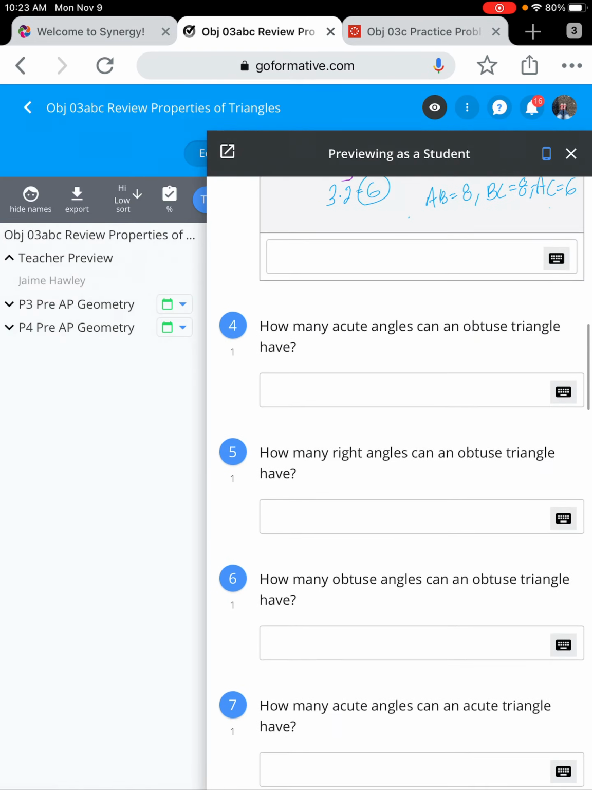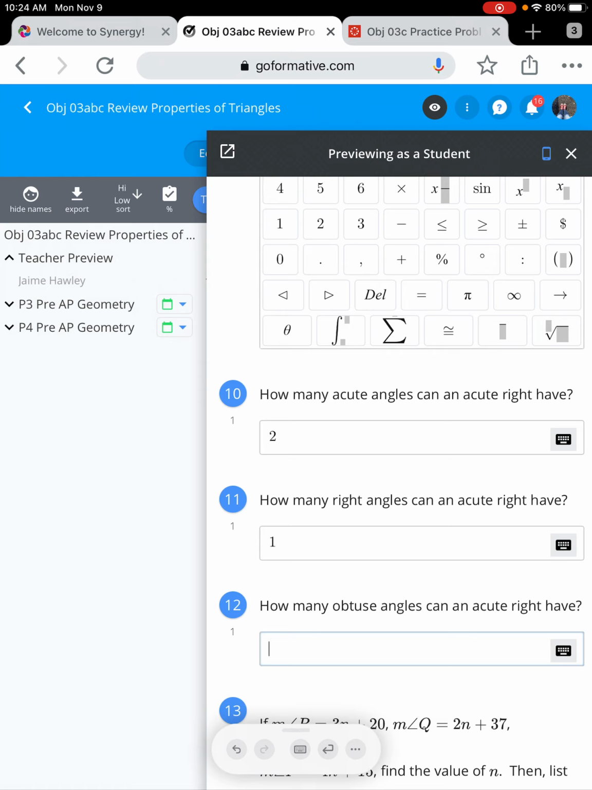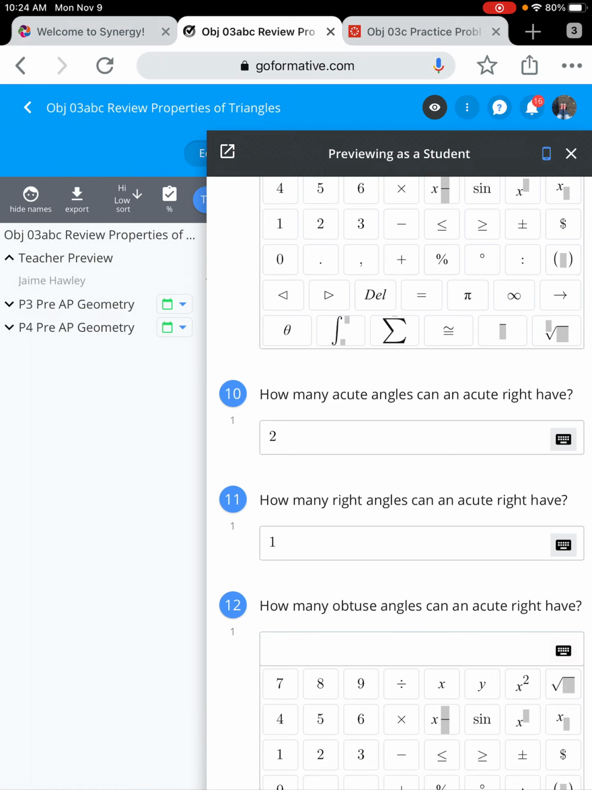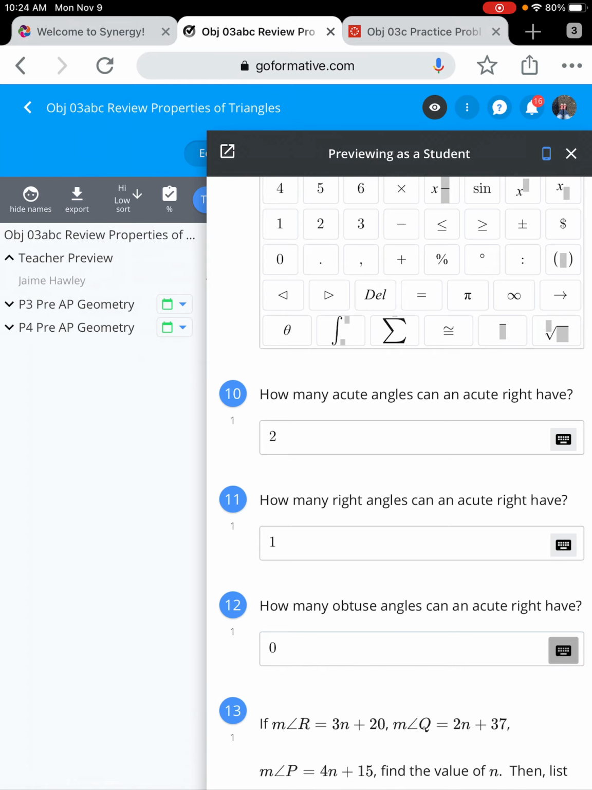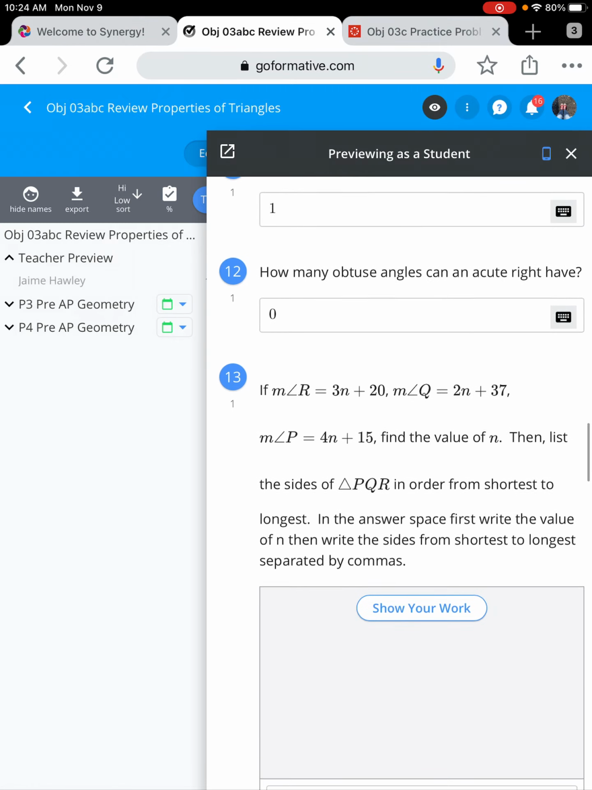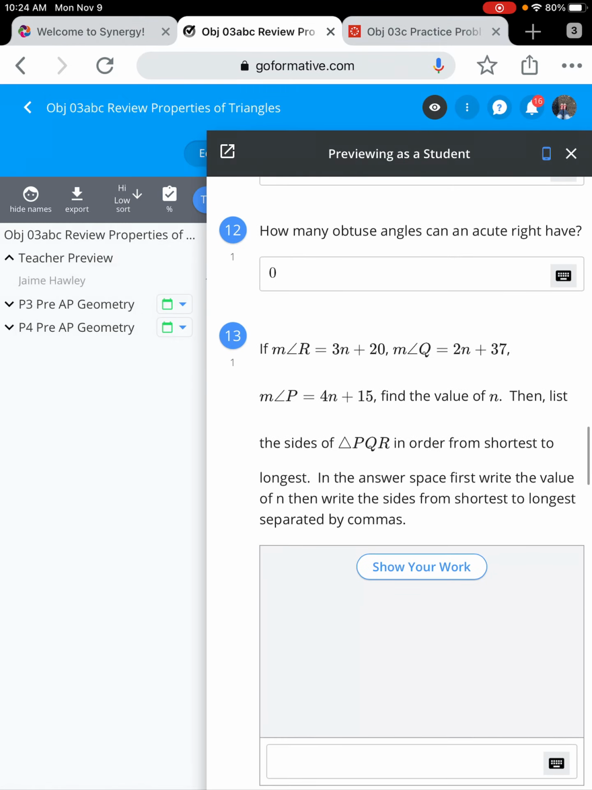How many right angles can a right triangle have? That's going to be 1 right angle. How many obtuse angles can a right triangle have? If it had an obtuse angle, it would be an obtuse triangle. It's actually 0, because a right triangle couldn't have an obtuse angle and a right angle, because that would add to more than 180 degrees.